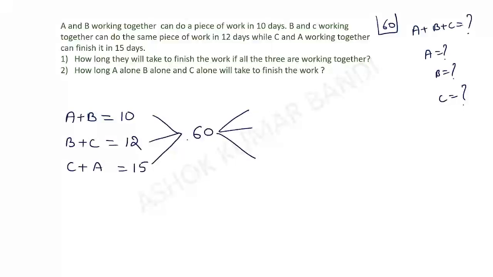Now see. A and B, 60 chocolates in 10 days, means A and B can eat 6 chocolates per day. B and C can eat 5 chocolates per day. C and A can eat 4 chocolates per day. Now what I want, think like this guys. Let us take, I am having 60 chocolates in this, and I am asking how long I will take to finish the packet. Is it possible to find out? No. Why? Because you don't know how many chocolates I can eat in one day.